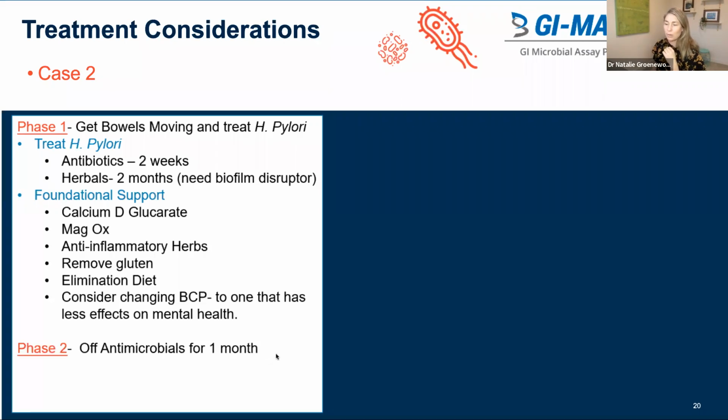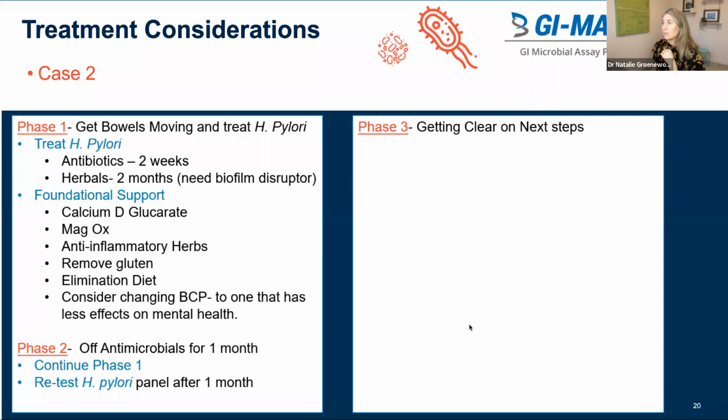Phase 2. So we want to, again, get off of any antimicrobials for 1 month. We're going to continue phase 1. So continue rebuilding. And then we're going to retest H. pylori after being off of any sort of antimicrobials for 1 month. Based on those results, that really helps to get us clear on the next step. So if the H. pylori is still present, we want to continue to treat.